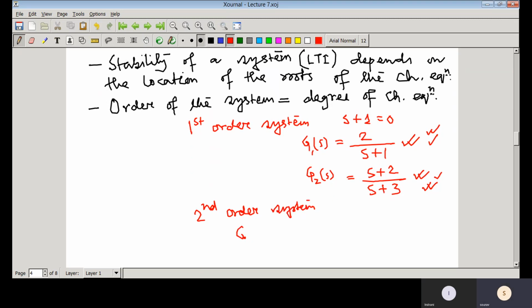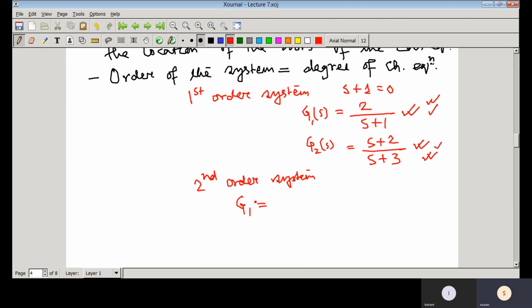So a second order system is, suppose G1(s) equal to (s + 1) divided by (s² + 2s + 3). Here, as the degree is 2, that's why it is a second order system.